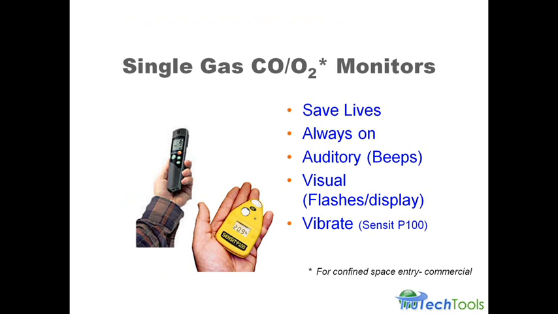The Testo is a great meter, and it's temperature compensated, which is really nice because you can put it in a warm air stream, and it's not going to give a false high CO reading. We sell probably about half and half of each, but they're fairly inexpensive. The Sensit P100 is an always-on meter, so once you turn it on, it never shuts off.